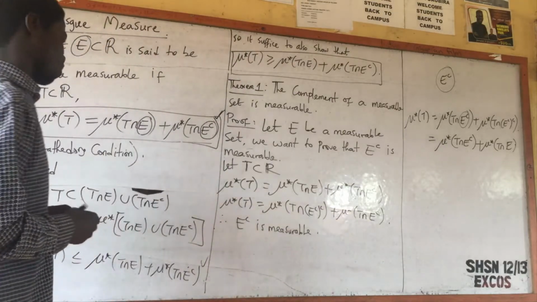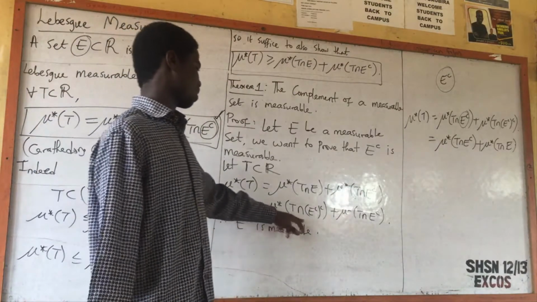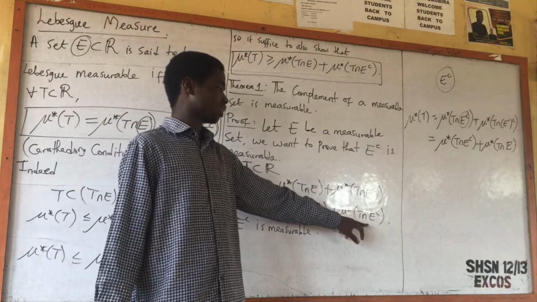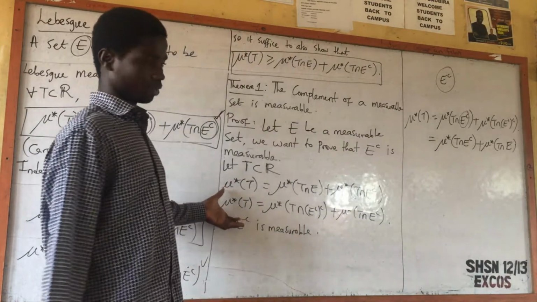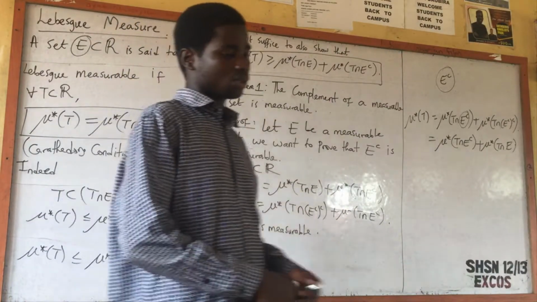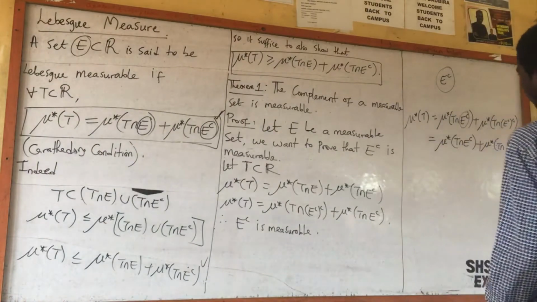Therefore, E complement is measurable because you can see that the outer measure of T intersection the set complement plus the outer measure of T intersection the set is equal to the outer measure of T. So that's why we say E complement is measurable. So the second theorem we want to prove.